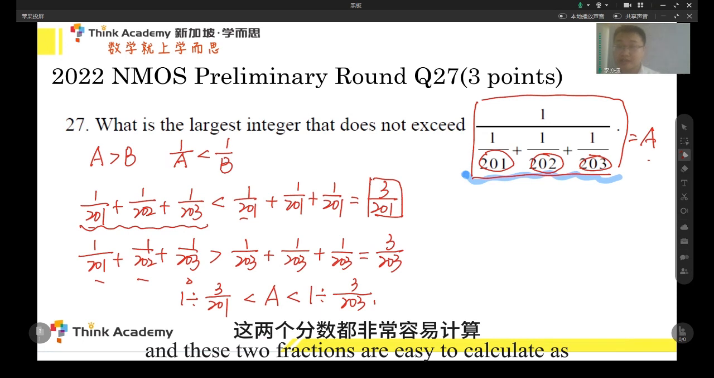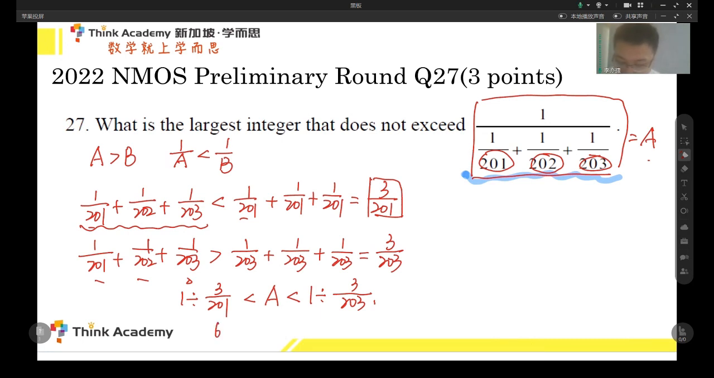These two fractions are easy to calculate: this will be the integer 67, and this will be 67/3. So we get the range of A, the number we want to calculate, okay? Now the question is, what is the largest integer that does not exceed A? We find that 67 is smaller than A, and A is smaller than 67/3, which is obviously smaller than 68. So A is between 67 and 68, so the largest integer not exceeding A is just 67.